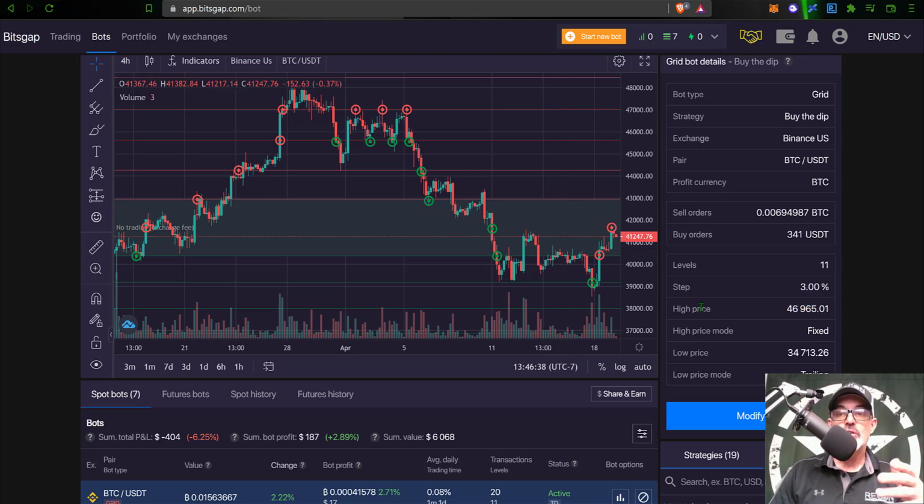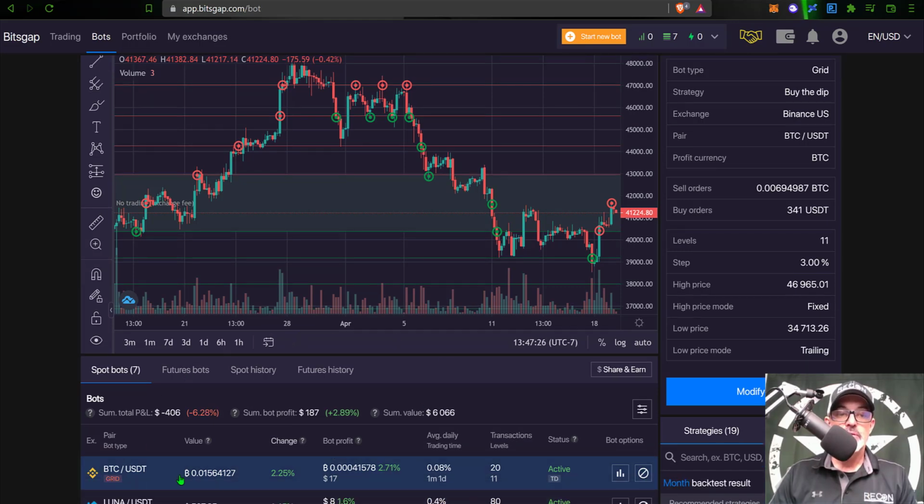And then the high price for this particular grid bot I set at around 47,000, and the high price mode was fixed, so that would have been the top of my grid. If the price went above that, my bot would stop trading. And then my low price was around 34.7, and I had the trailing down mode enabled, so it would continue to follow the price down and continue to buy at a lower price.